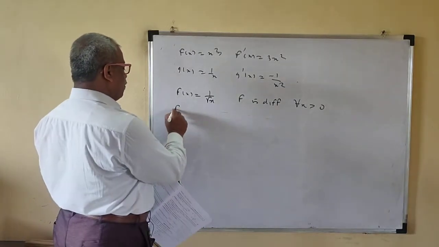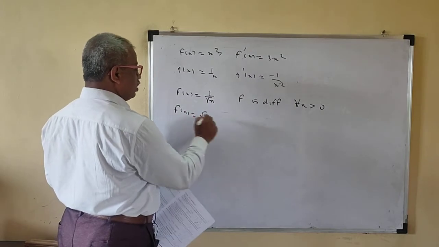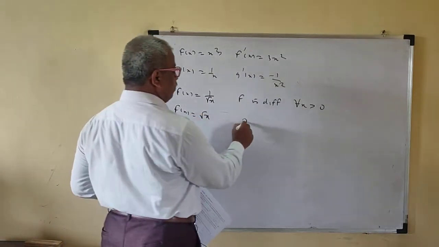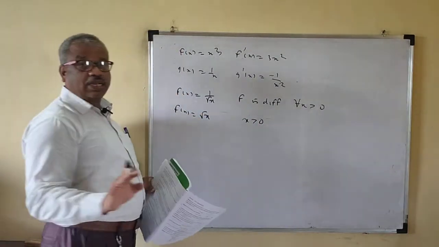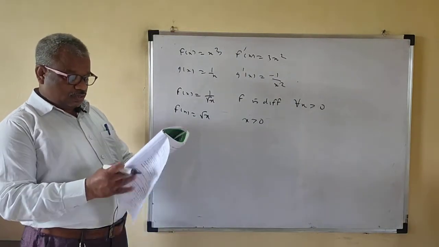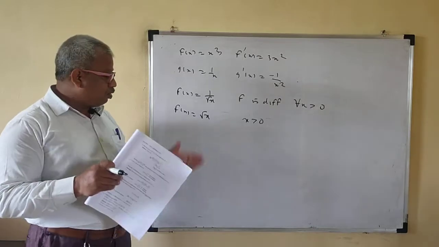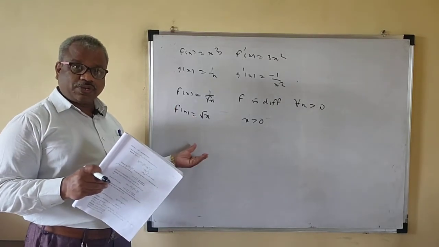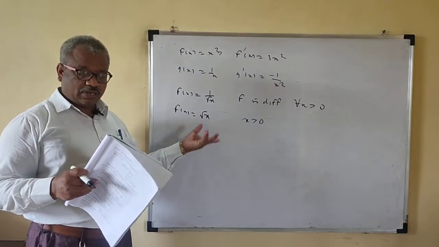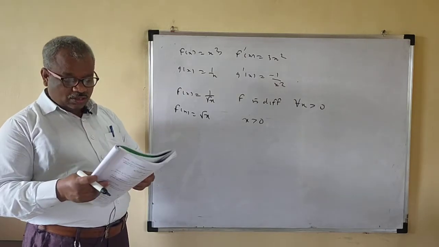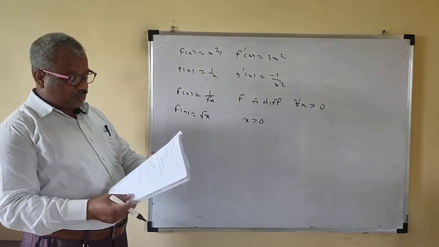Similarly, f of x is equal to root x is also differentiable if x is greater than 0, not greater than or equal to 0. Root of 0 exists, but if you take the derivative, 1 upon root x has x in the denominator, so x should not be 0. Not differentiable at x is 0.